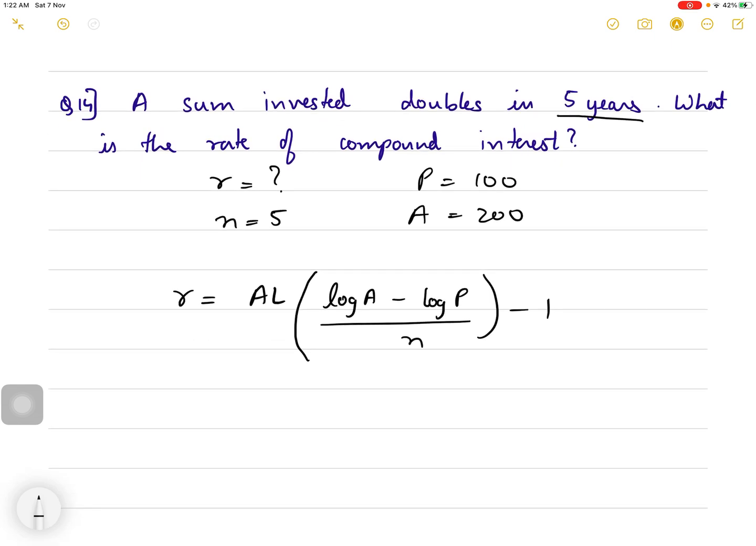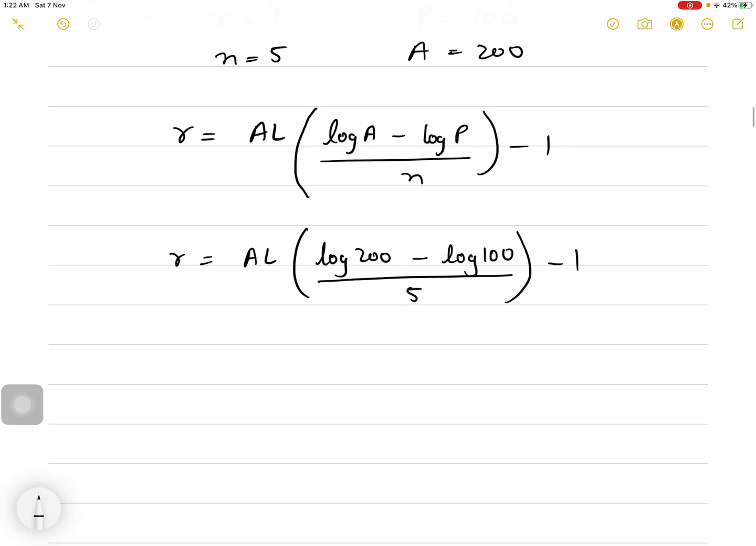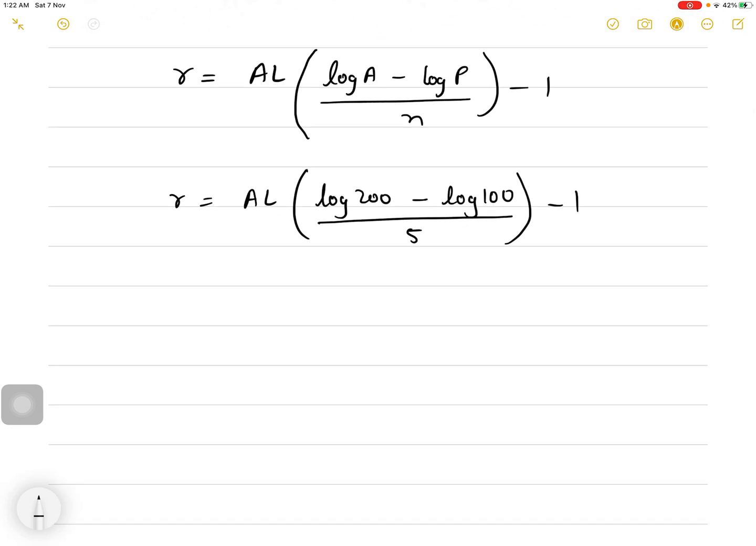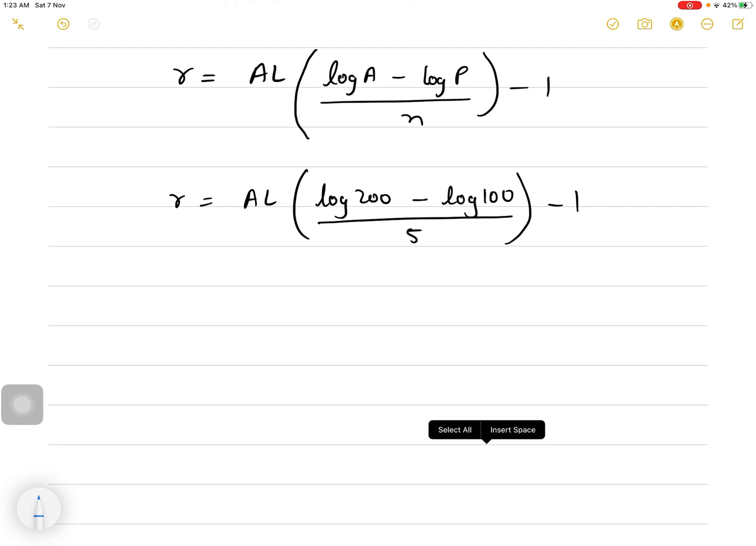Now let's calculate. First you have to solve the bracket. So R is equal to antilog of log A, where A is 200, minus log P, which is log 100, upon n, where n is 5, minus 1. Now we will solve the bracket. You have to find log 200 and log 100. So let's find how much is log 200.